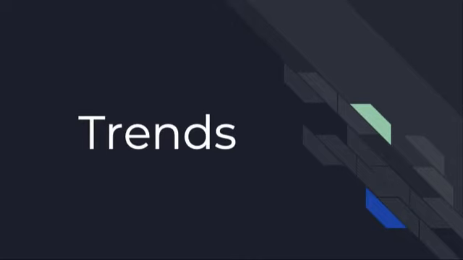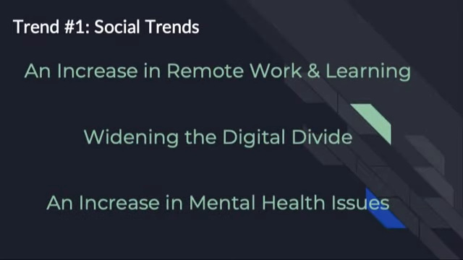What are some recent trends? There are several trends in this field as mentioned by the 2021 EDUCAUSE Horizon Report on teaching and learning. The first trend is a social trend. This trend includes an increase in remote work and learning, widening the digital divide, and an increase in mental health issues.